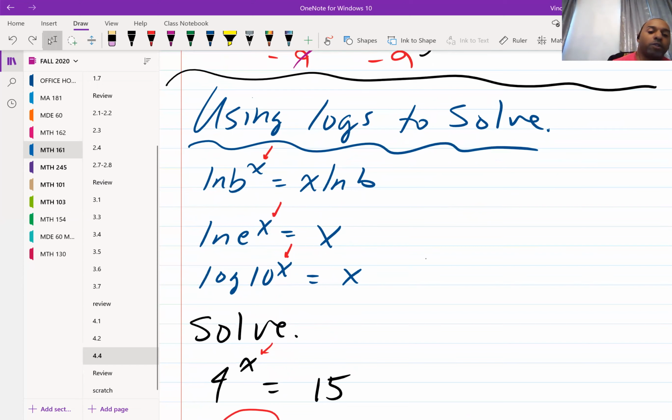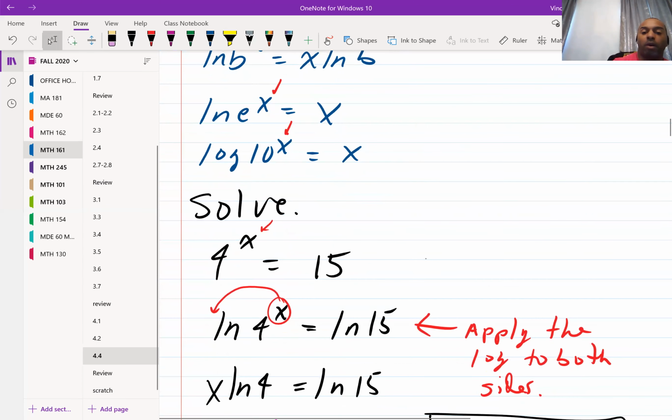So in this first one, we have 4 to the x power equal to 15. So now don't forget, this is not 4x equal to 15. So I can't divide both sides by 4 to get x by itself. I have x as an exponent. So in order to get x down front, so I can treat it in which I can divide and everything like that, I need to get it out of my exponent. So that's why we're going to use this first rule right here that will enable us to bring x down. So what we'll do is apply the log to both sides.